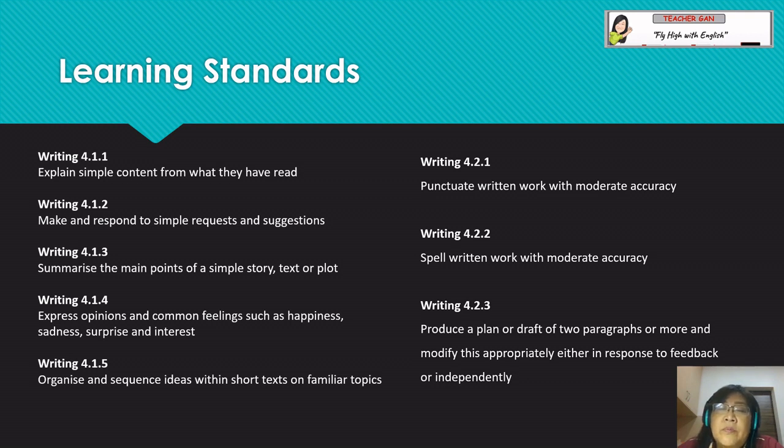We move on to 4.2.1. Punctuate written work with moderate accuracy. Writing 4.2.2. Spell written work with moderate accuracy. Writing 4.2.3. Produce a plan or draft of 2 paragraphs or more and modify this appropriately, either in response to feedback or independently.